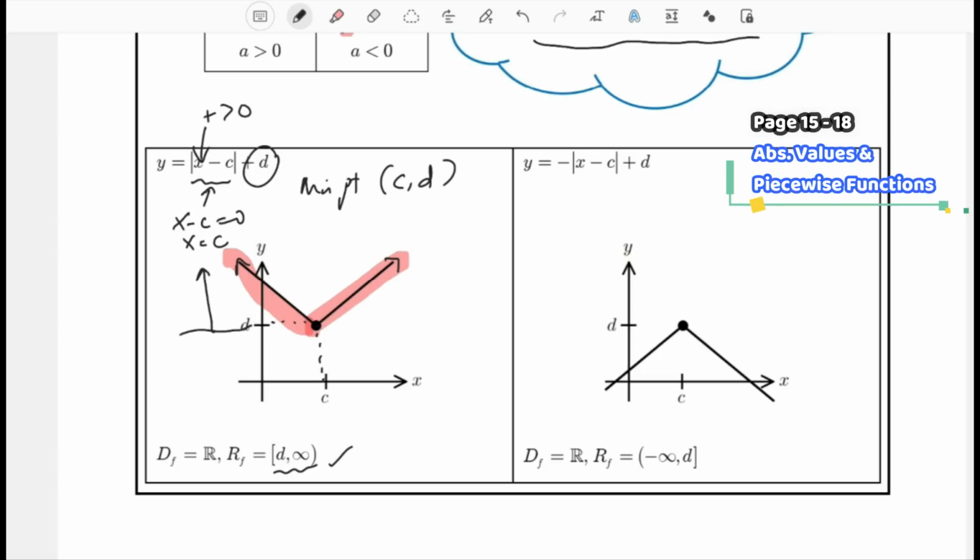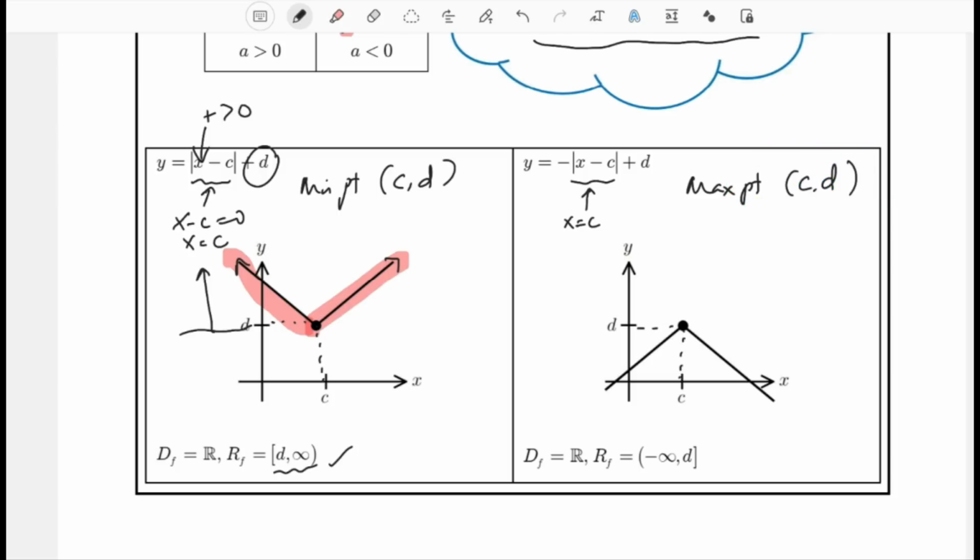Okay, similarly for the second graph, you get the value of the maximum point from x equals c. So the maximum point here now will be (c, d). So that's your (c, d). Since you have here a negative, the graph is pointing downward. So the domain will be real numbers, the range will be from negative infinity up to D, inclusive of D.